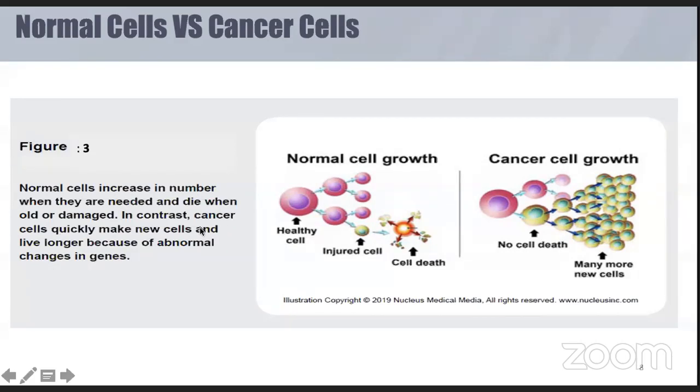In contrast, cancer cells quickly make new cells and live longer because of abnormal changes in genes. So in the normal situation, cells will die at a certain point. In cancer, cells continue to divide and proliferate, and then cancer forms. This is an important concept because this is how cancer gets a size: through uncontrolled division or proliferation of the cells.